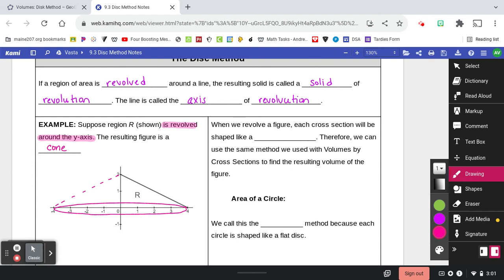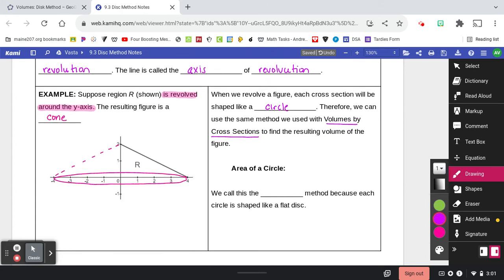And we can find the volume of that figure just like we used integrals to find areas and to find volumes where we sliced things. We can find the volume of this figure by using an integral. When we revolve a figure, each cross section is going to be shaped like a circle. Therefore, we can use the same method we used when we did volumes by cross sections to find the volume of these figures as well.